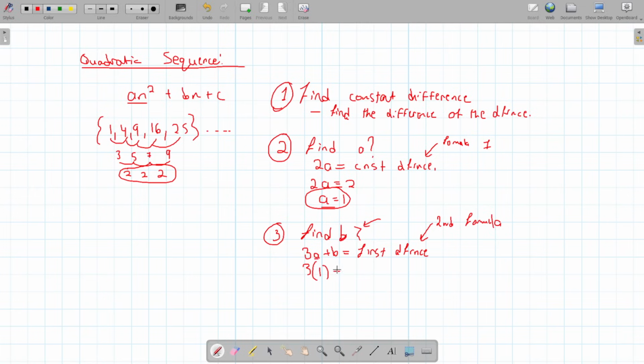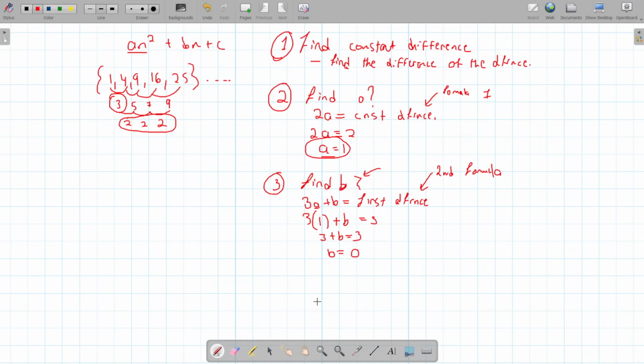So 3 times 1 plus b, which we're trying to find, equals the first difference. What's the first difference? Is it 2? No, 2 is my constant difference. The first difference would be the first two numbers. When you subtracted them, the first difference, which in this case is 3. So 3 times 1 is 3, plus b equals 3. Take 3 to the other side, you get b equals 0.